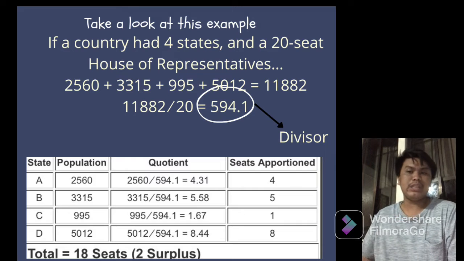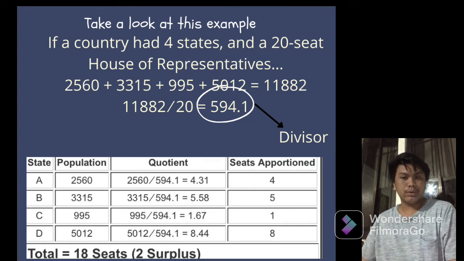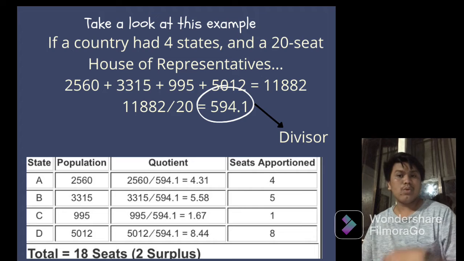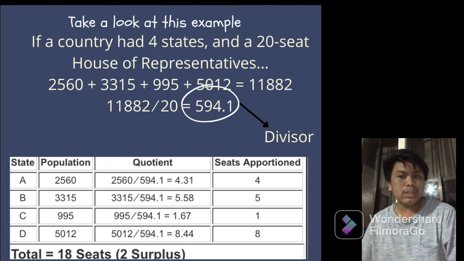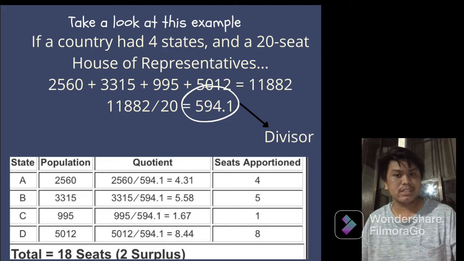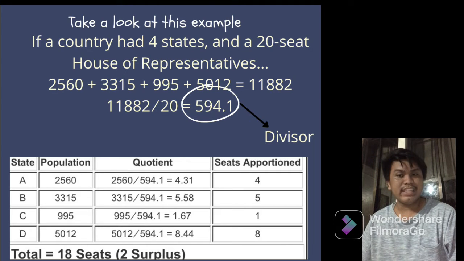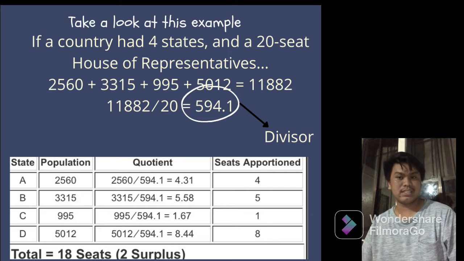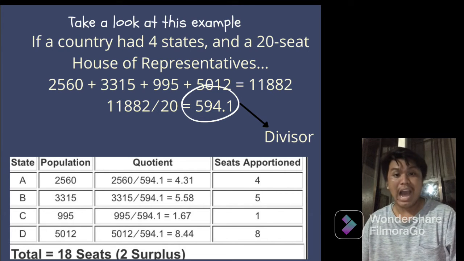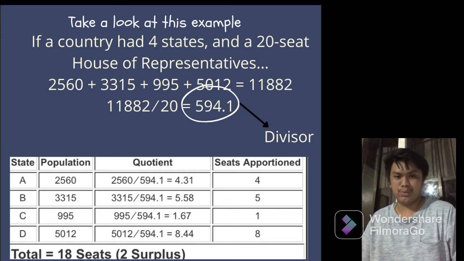So, what do we do with the seats apportioned? We add them. If the seats apportioned total 20, which is the number of available seats, then we are done. So, 4 plus 5 plus 1 plus 8 is a total of 18 seats. So we have a shortage of 2 seats. Since we are short by two out of the 20 available seats, only 18 seats were apportioned using the modified divisor of 594.1.